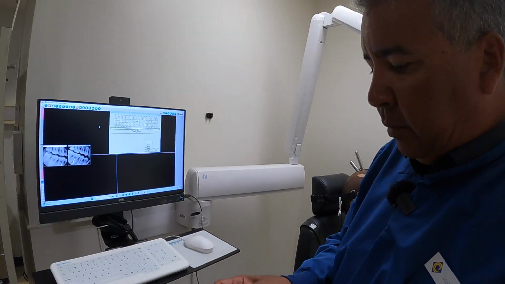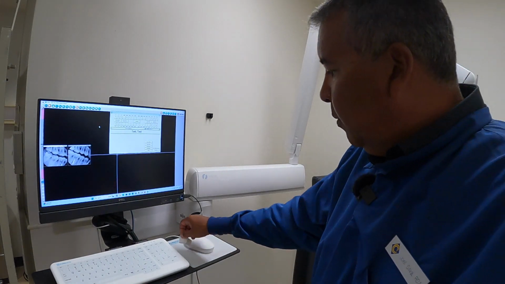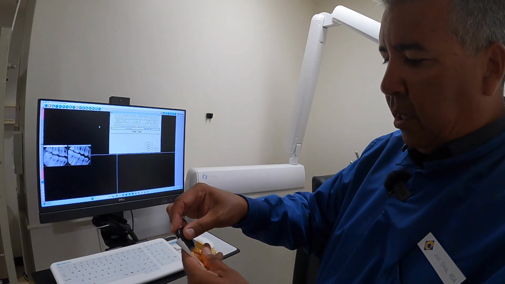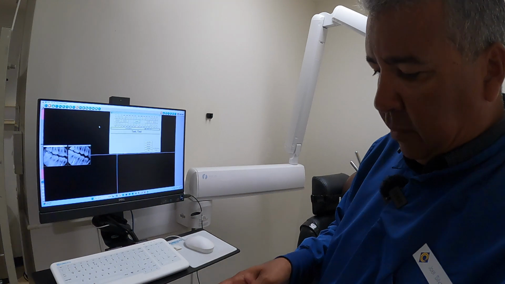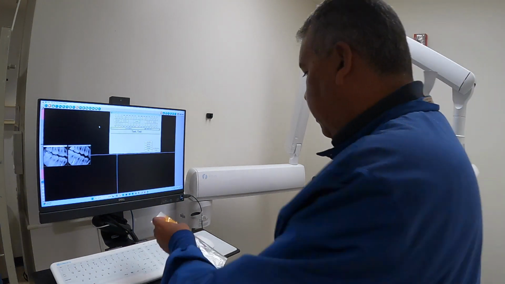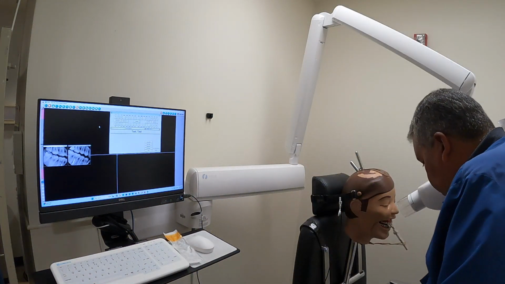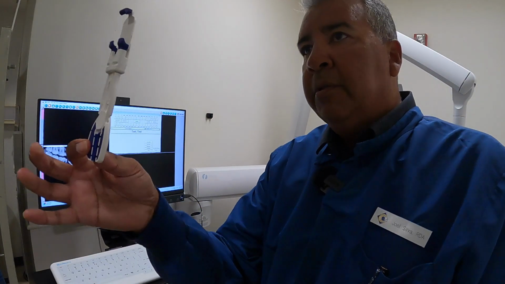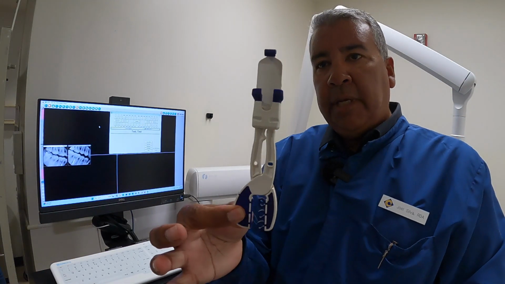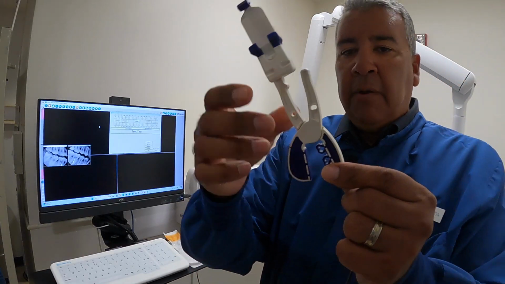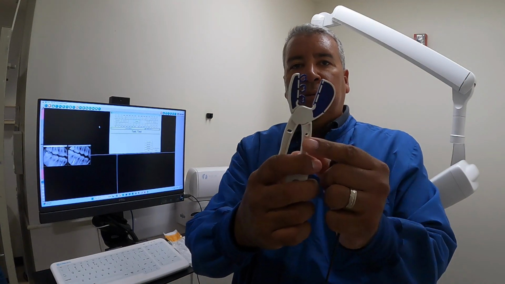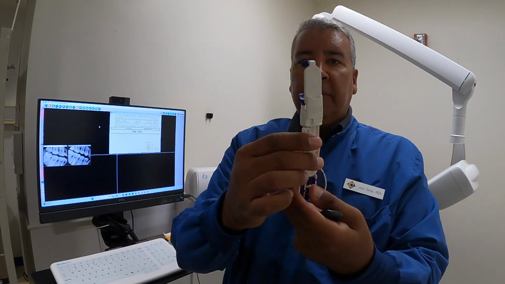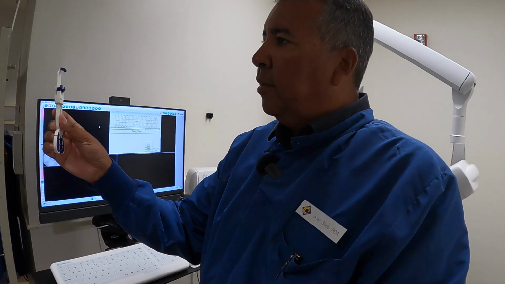Sorry, I know you worked hard on getting that on there. Let's get this off first. So when it comes to digital, this is your new snap array. It's got rubber on this side. This is for the posterior side. This is for the anterior side.